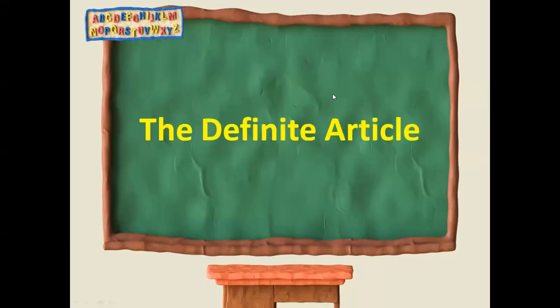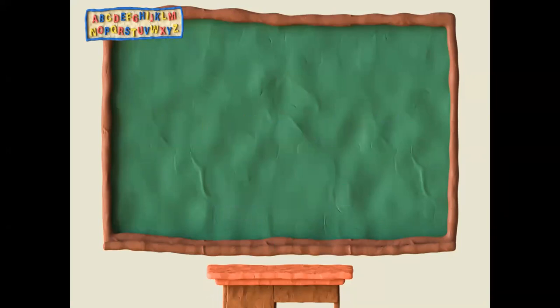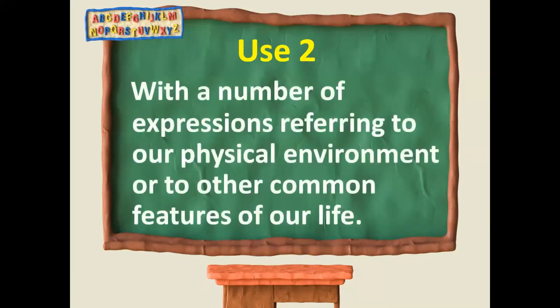Today we'll learn about the definite article and we'll discuss the second rule, how we use the. Let's see what it is. Always remember, with a number of expressions referring to our physical environment or to other common features of our life, we will use the before such kind of words.